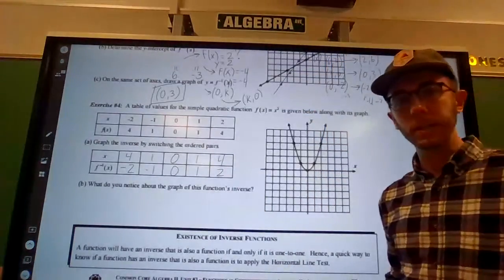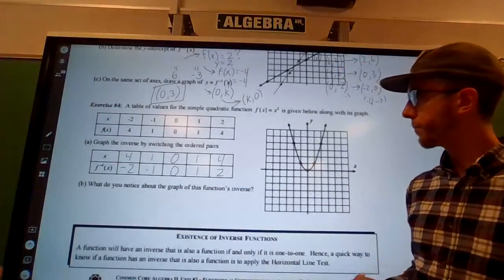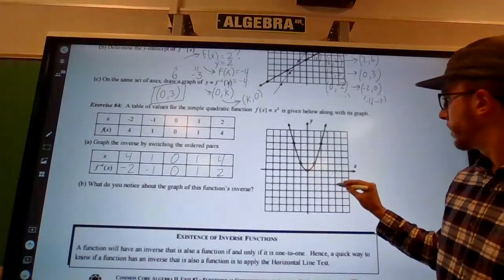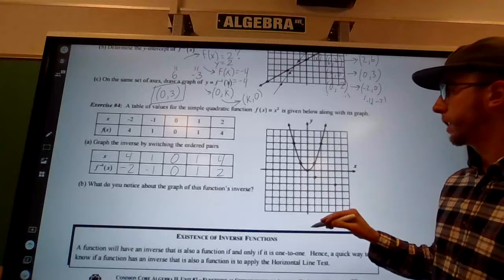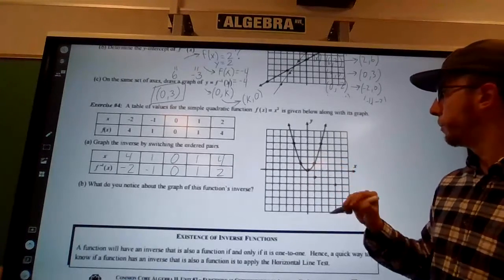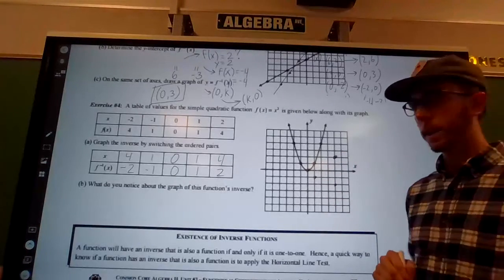Negative 1, 1 becomes 1, negative 1. Okay, it should be filled in just like that. And now we should graph it. So 4, negative 2, right there. 1, negative 1, right there. 0, 0. Boom. 1, 1. Boom again. 4, 2.